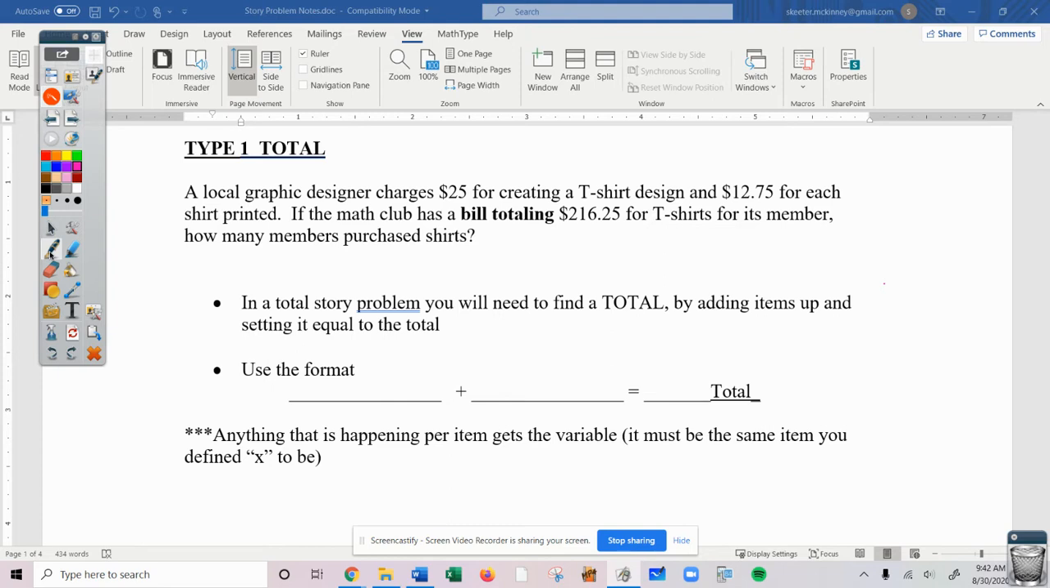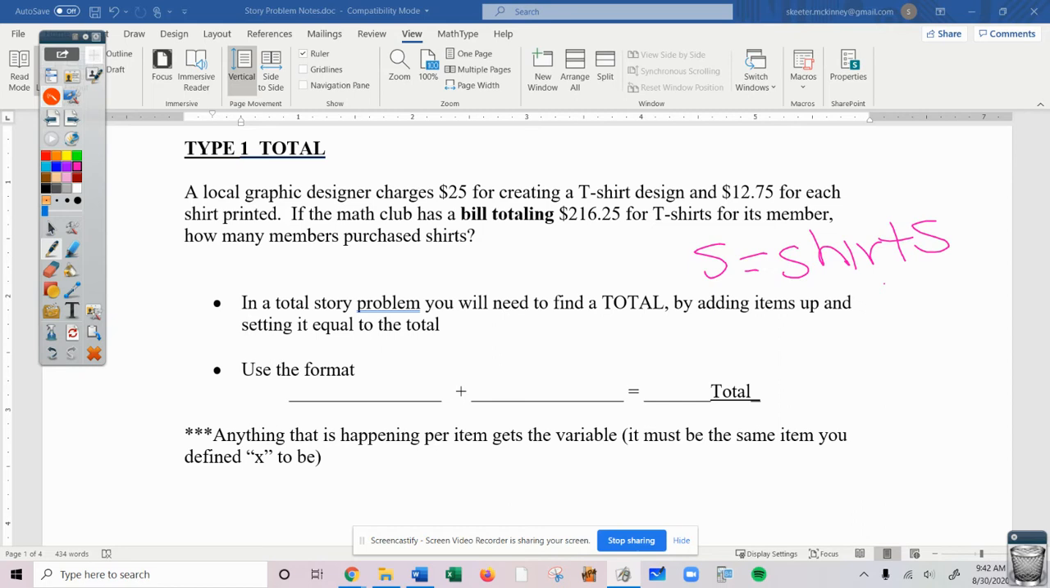Okay, so first thing, don't ever feel overwhelmed once you read a story problem. We're going to try and break it down into smaller pieces. So first thing, what is this problem asking us to find? The problem is asking us to find how many members purchase shirts, right? So we have this idea of number of shirts first.